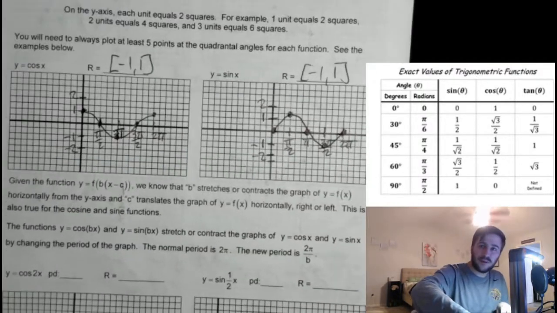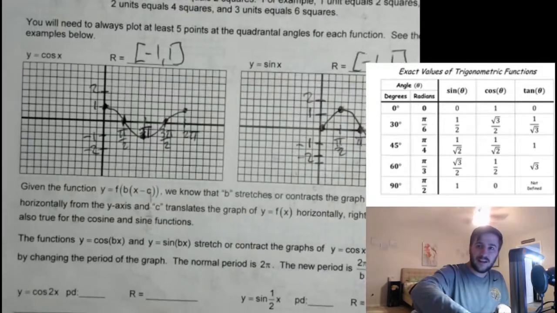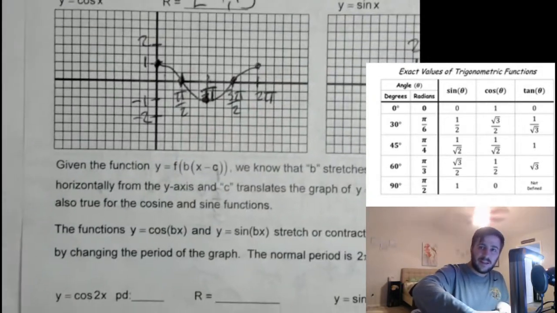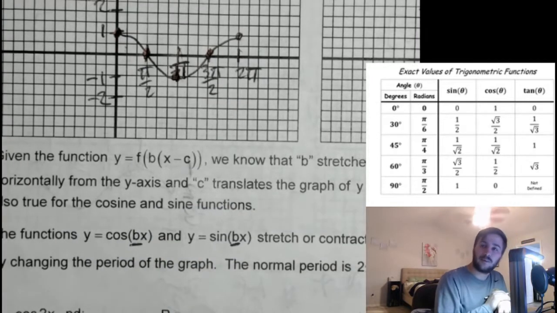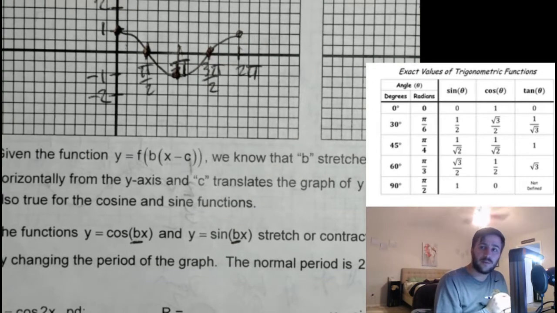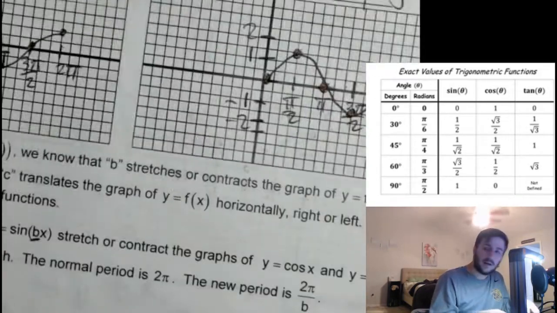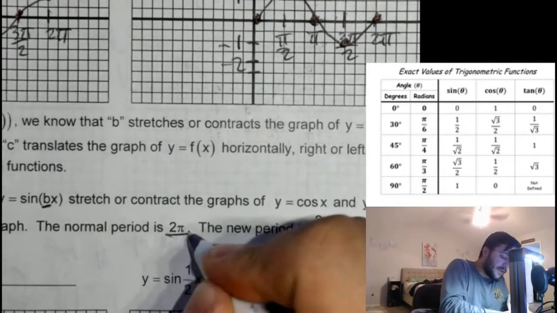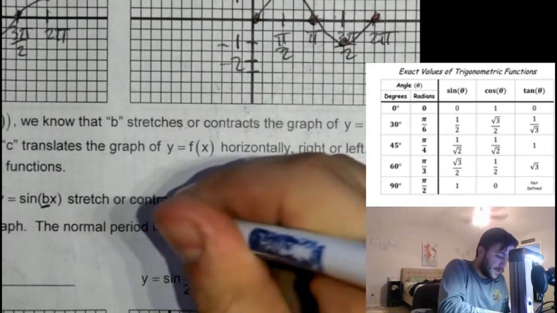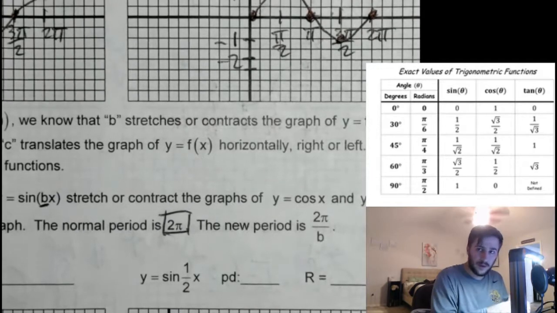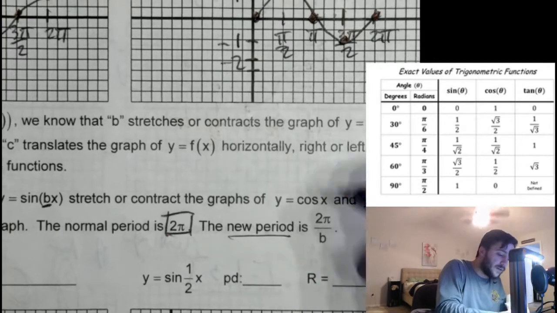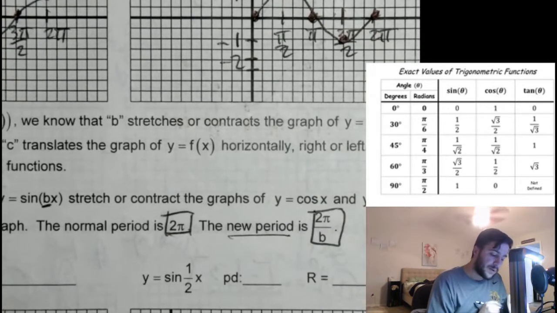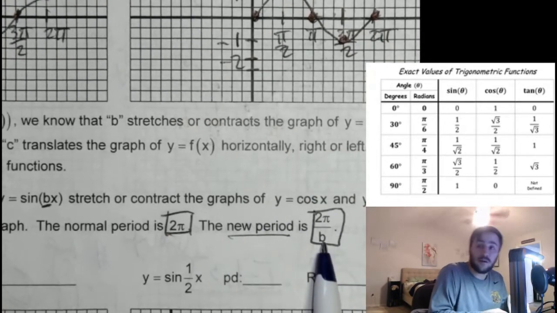Here's the most important part. If we look at functions that have some kind of b on the inside of the parentheses that we're multiplying by, that's going to be our b. What that does is it changes our period, by this little formula right here. Normal period is 2 pi. That's our parent functions. But when we do this transformation, we get our new period, or our new full cycle, from this formula. That period is going to be 2 pi divided by whatever b is.